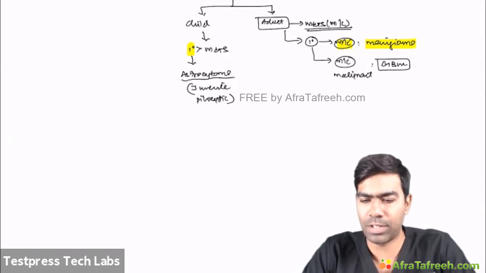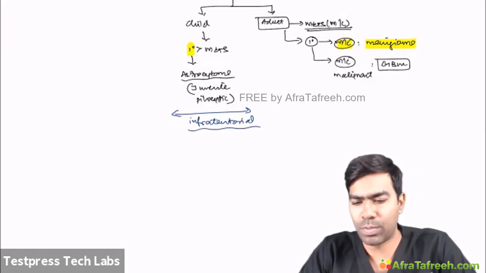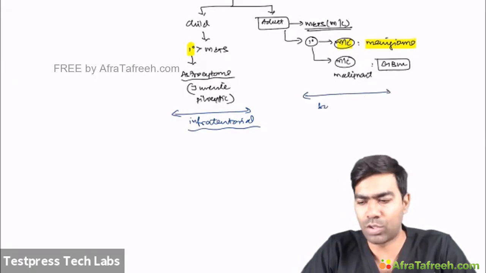And more importantly, majority of the tumors, childhood tumors, tend to be infratentorial, which means it will be below the tentorium cerebelli. Majority of the tumors in children will be infratentorial in nature, whereas in adults, majority of the tumors will be supratentorial, above the tentorium cerebelli.